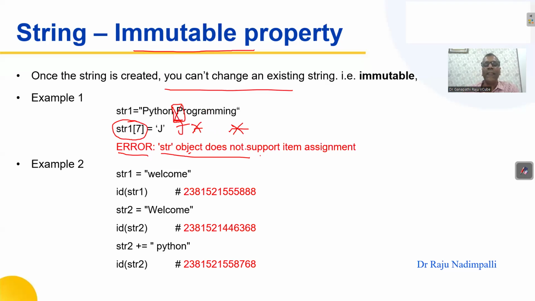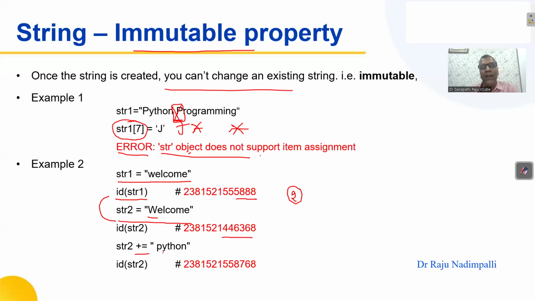Okay. Now, the second one: I have taken a string called small welcome. The idea of small welcome is ending with the triple eight, and I have taken capital welcome. Because Python is case sensitive, if I change any character, that will be stored in a different location.